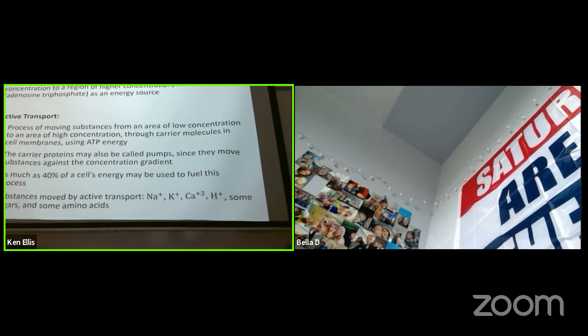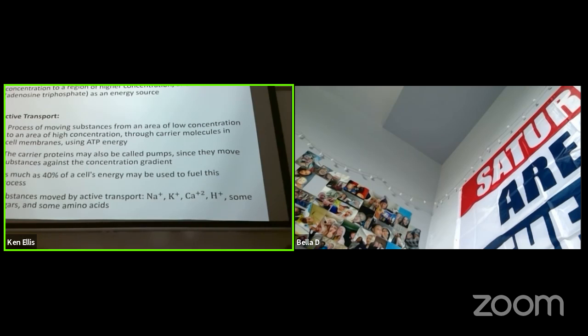Active transport is basically moving substances from an area of low to an area of high concentration through carrier molecules in the membranes. Carrier proteins can be called pumps since they move substances against the gradient. With the gradient is going from high to low. Low to high is up the gradient, okay? You don't want to do that, and in the case of diffusion, it goes from high concentration to low.